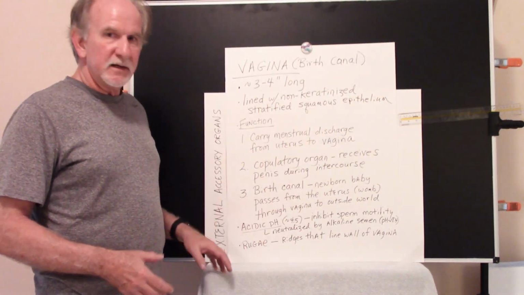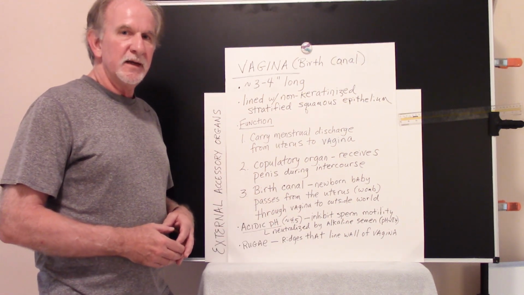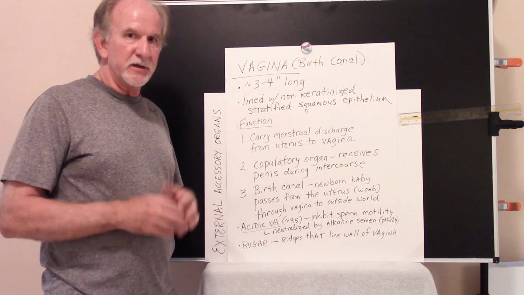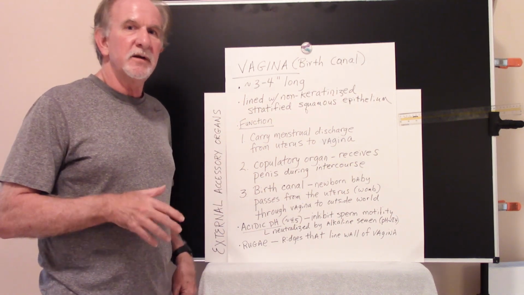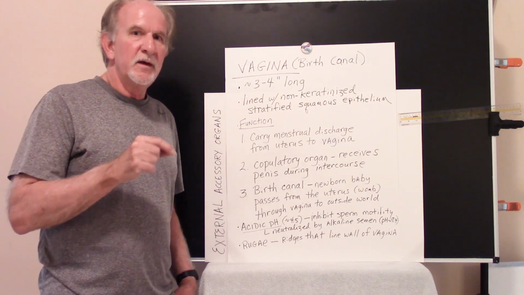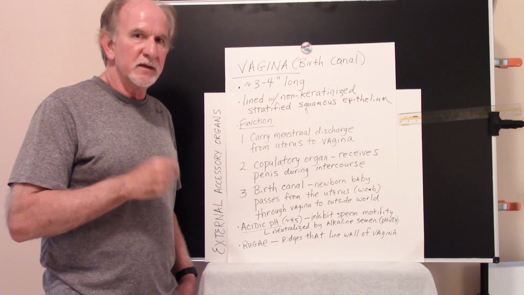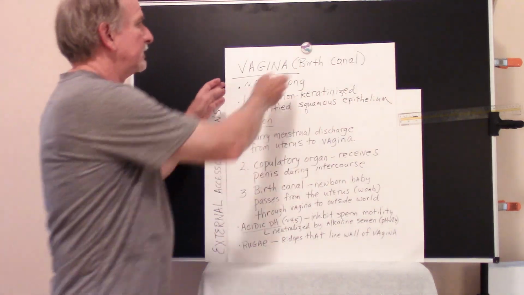The vagina is lined with ridges known as rugae, and they help to generate friction against the glans of the penis during sexual intercourse, which helps to trigger or move the male sexual response to emission and then finally ejaculation.